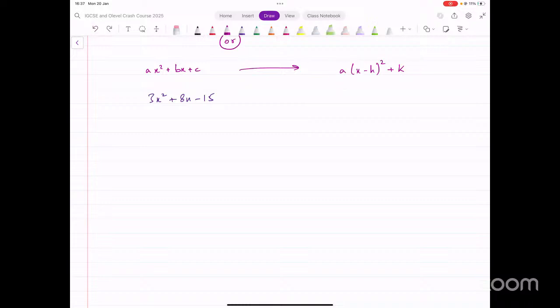Now, in this form, a is the same as this a. So a is going to be the same. What's a? A is 3. Okay, so we can already have 3 here outside. Inside now, we need to figure out what the values of h and k are. How do you find them?